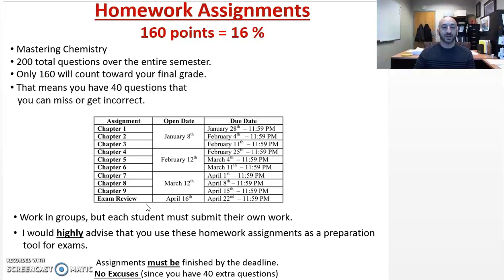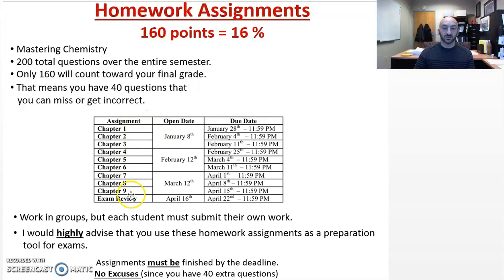So homework assignments. Like I said, you're going to do this through the Mastering Chemistry. So it's an online homework assignment. Okay? You're trying to obtain 160 points over the course of the semester, and this is equivalent to 16% of your grade. What I promise is I'll give you at least 200 total questions over the entire semester, and 160 of those will count towards your final grade. Okay? What that means is you have 40 questions that you can miss, get incorrect. You could just decide you're not doing an assignment. Okay? It's about 20 or 22 questions per chapter.